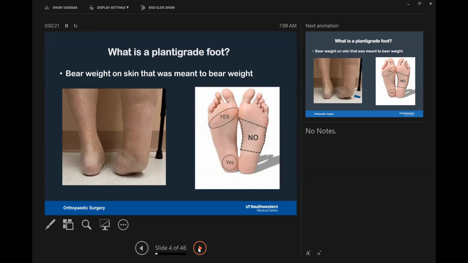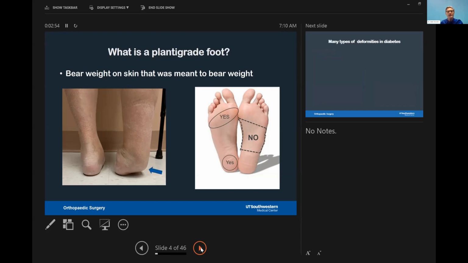This is an example of one of my patients that I treated. Looking from the back, his left foot is aligned well, but look at his right foot and ankle. He's bearing weight on his distal fibula, which is not skin that's meant to bear weight. Ultimately, that's going to break down, lead to an ulcer, lead to an infection, and potentially lead to an amputation. So a very simplistic approach for me is that if people are walking on skin that they shouldn't walk on, that's going to be a problem in our patients with neuropathy.